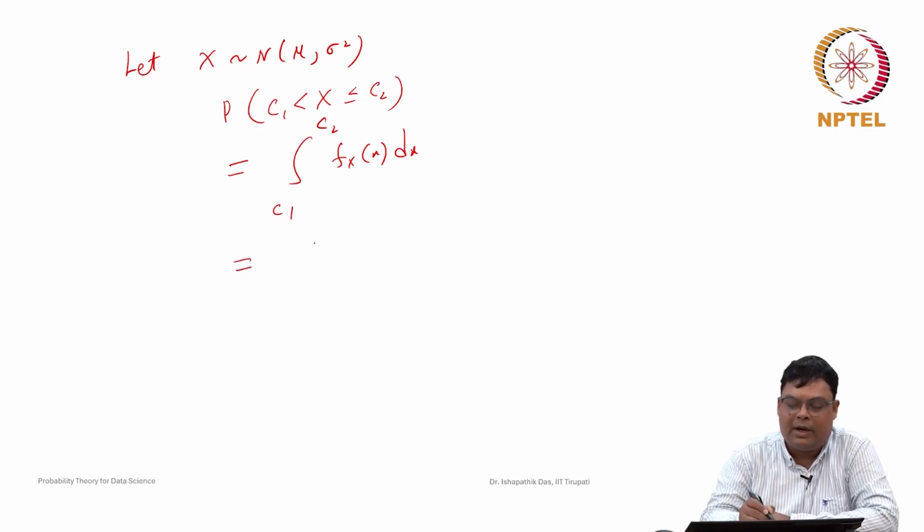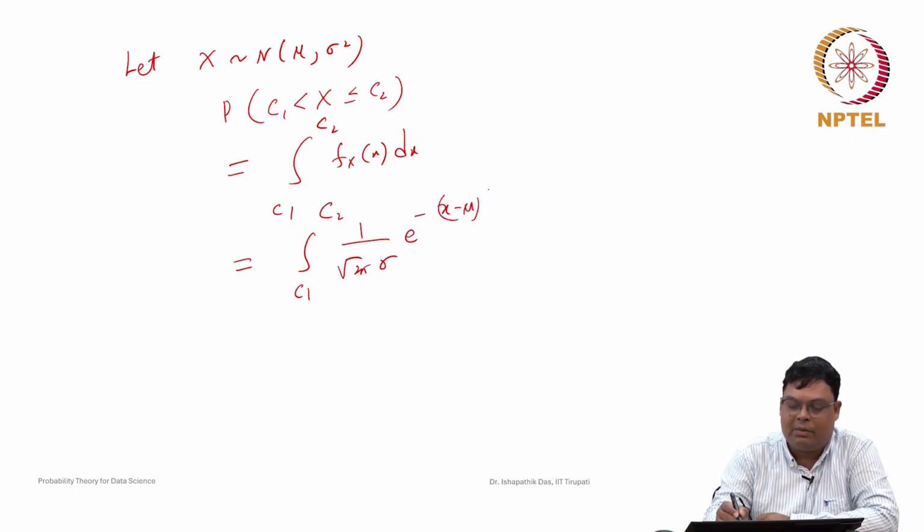So, this probability will be nothing but the integration from c1 to c2 of 1 by root 2 pi sigma, because this is the density function, e to the power of minus (x minus mu) whole square by 2 sigma square dx. Now, you can see that this is intractable, because this integration is not straightforward to do. We cannot find it in closed form as a real number. So, we can either do it numerically, or we can take a transformation.